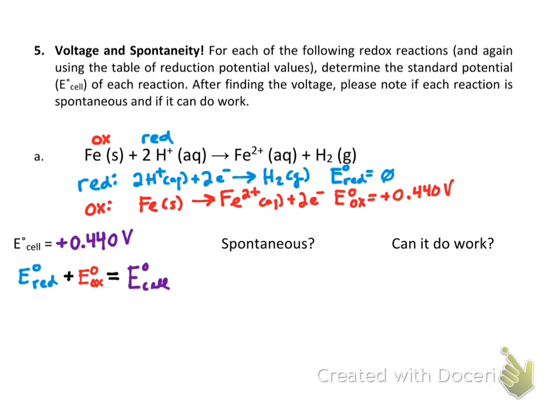So, the last thing is, this says, is it spontaneous? This is a resounding yes. Positive voltage means it's spontaneous, and spontaneous means, yes, indeed, it can do work. So whenever we have positive standard voltage, that means it is indeed spontaneous under standard conditions, and that means it can do work under standard conditions. If it's negative, it means vice versa, no and no respectively.